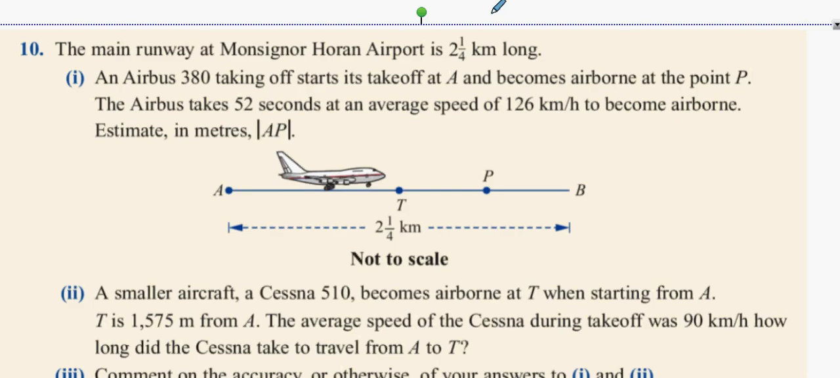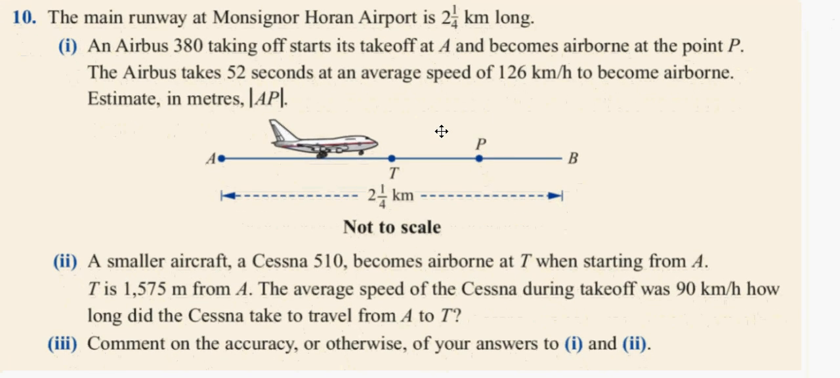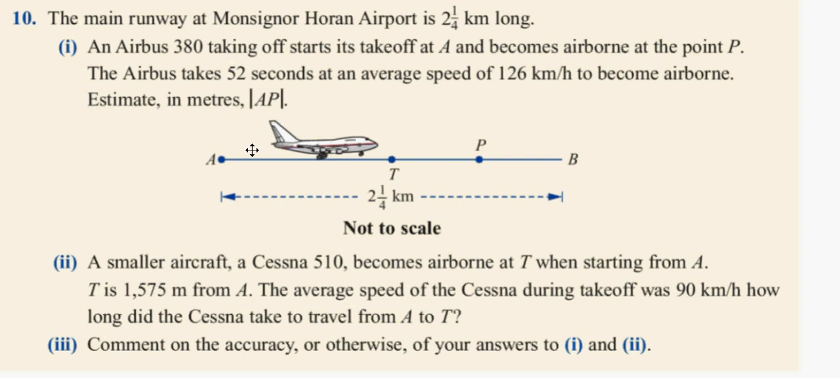Question 10. A main runway of this airport is 2.25 kilometers long. An Airbus takes off at A, comes airborne at P. The Airbus takes 52 seconds at an average speed of 126 kilometers an hour to come airborne. Find A to P. Okay, is this a distance, time, or speed question? How'd you know? Yeah, AP is a distance. It wants me to get this distance here from A to P. Now, distance equals what? Speed multiplied by time.